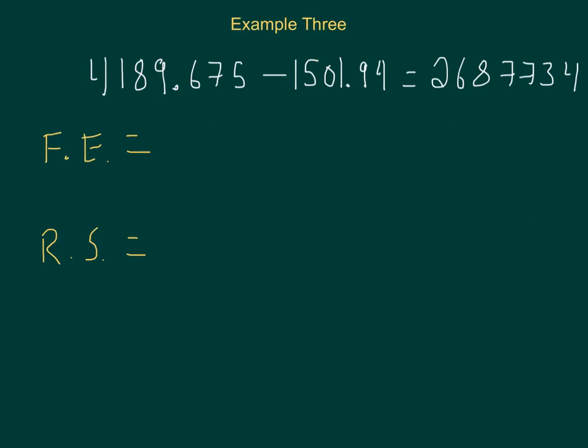So here we have a subtraction example. We have 4,189.675 subtract 1,501.94. Again, we want to know where that decimal falls. So let's take a look at this.